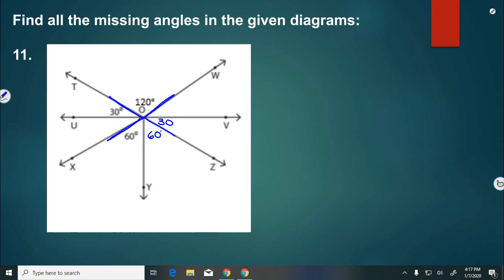All right, so now we can also keep in mind that this is a straight line going straight across. So we have 30 and 120. We need to figure out what missing angle we have. So we have 120 plus 30 makes 150. Then we do 180 minus 150, which brings us to 30 as well. So this has to also be 30, and this is also 30. And now we've found all the missing angles.